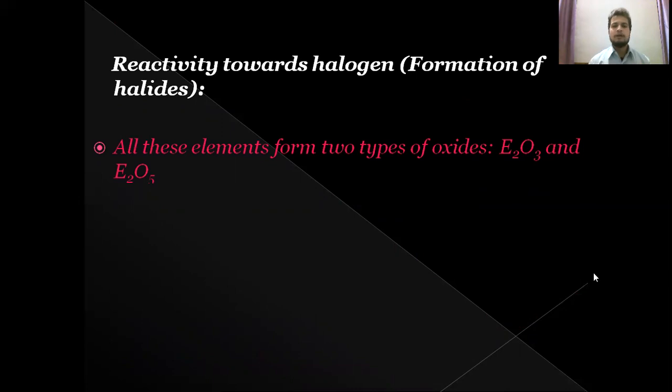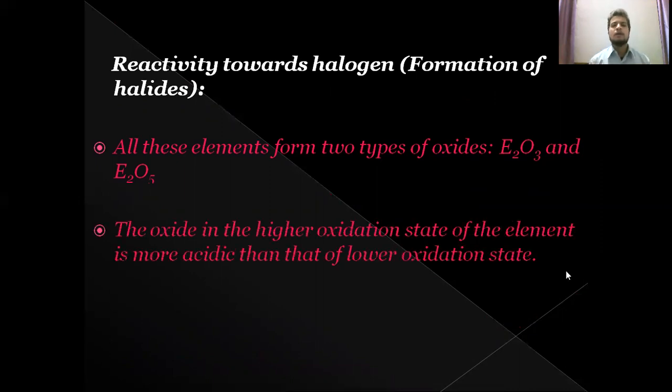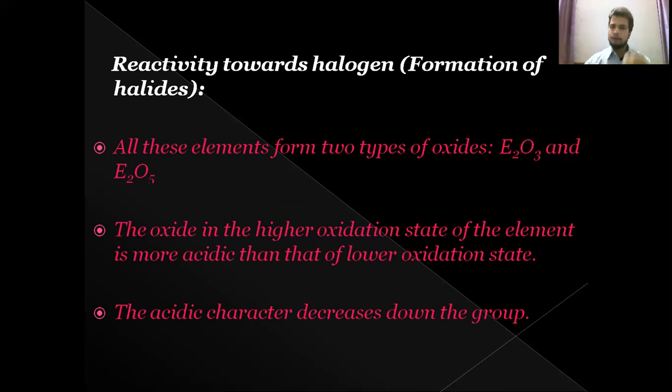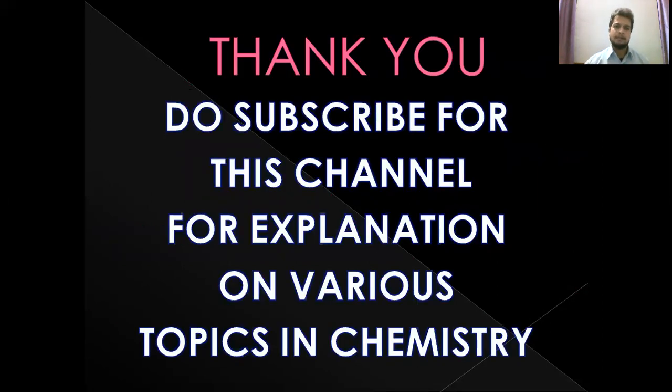The oxides which it forms are E2O3 and E2O5. These are the two types of oxide which it forms. The oxide in the higher oxidation state is more acidic than the oxide in the lower oxidation state. That means E2O5 will be more acidic than E2O3. And remember that if you compare the acidic character of any oxide, whether E2O3 or E2O5 of this particular group, then as you go down the group, the acidic character will decrease. So these are the general trends in chemical and physical properties of group 15 elements.